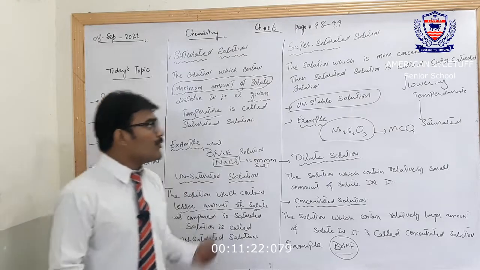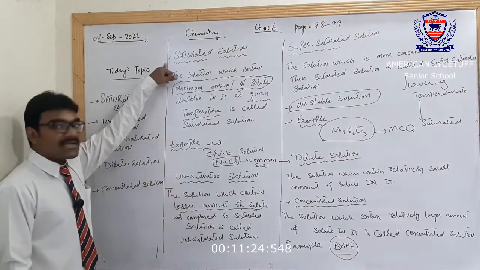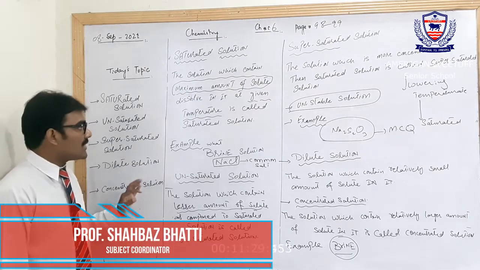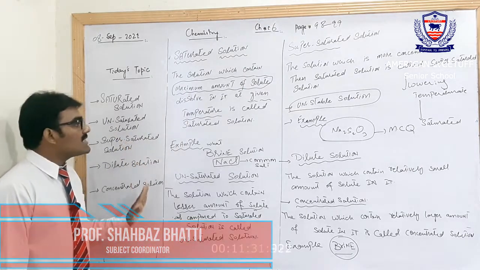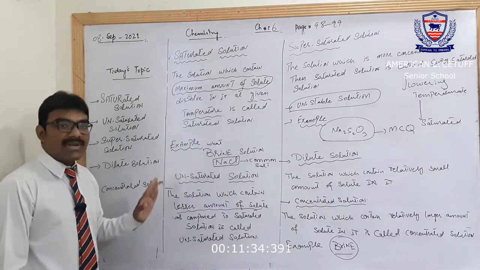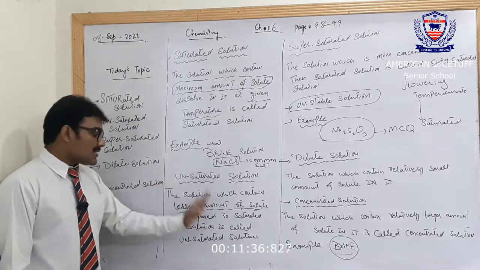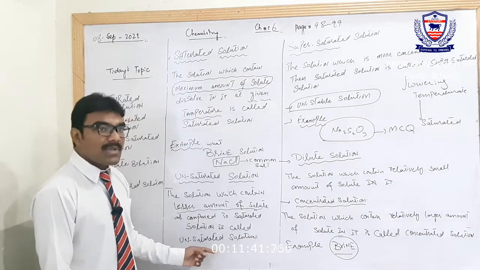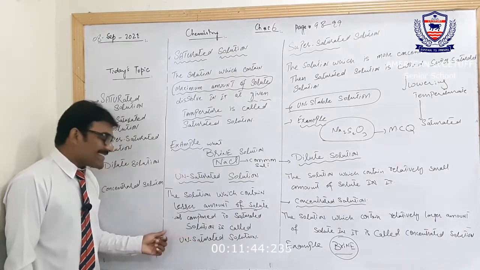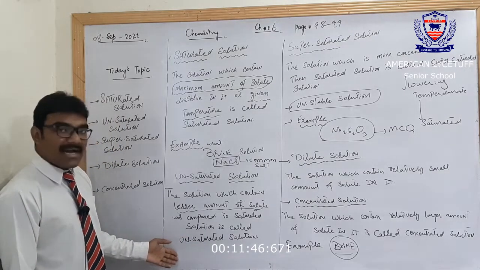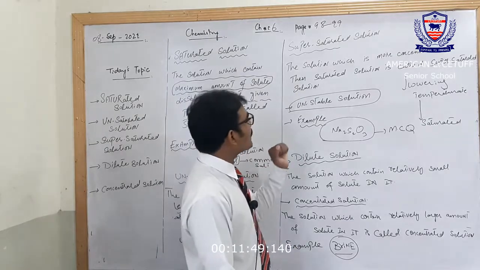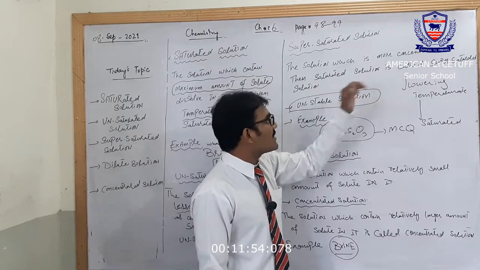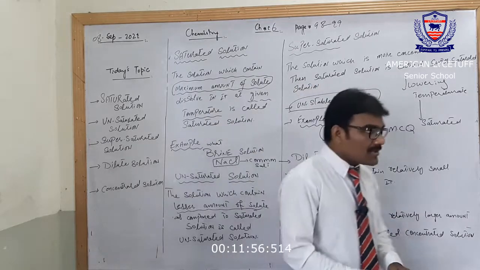So again, have a quick look at our lecture. What is saturated solution? The solution which contains the maximum amount of the solute in it at a given temperature is called saturated solution. Example: brine solution. Unsaturated solution: the solution which contains a lesser amount of the solute as compared to the saturated solution is called unsaturated solution. Supersaturated solution: the solution which is more concentrated than the saturated solution is called supersaturated solution.